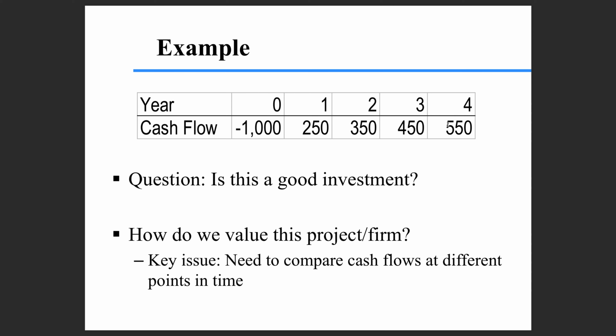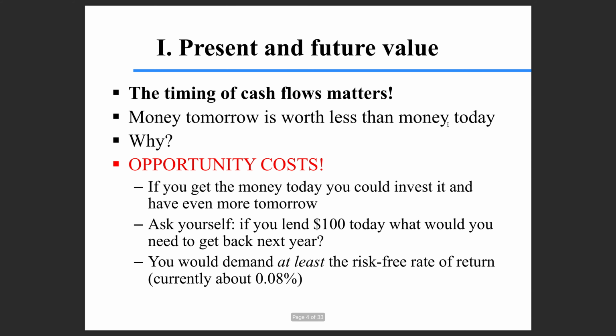The key issue is that we need to compare cash flows at different points in time. The timing of cash flows matters. For example, if I offer you money 1 year from now and the same money now, the money today is more valuable. The $100 that you receive today is worth more to you than the $100 you will receive 1 year from now. Why is that so?